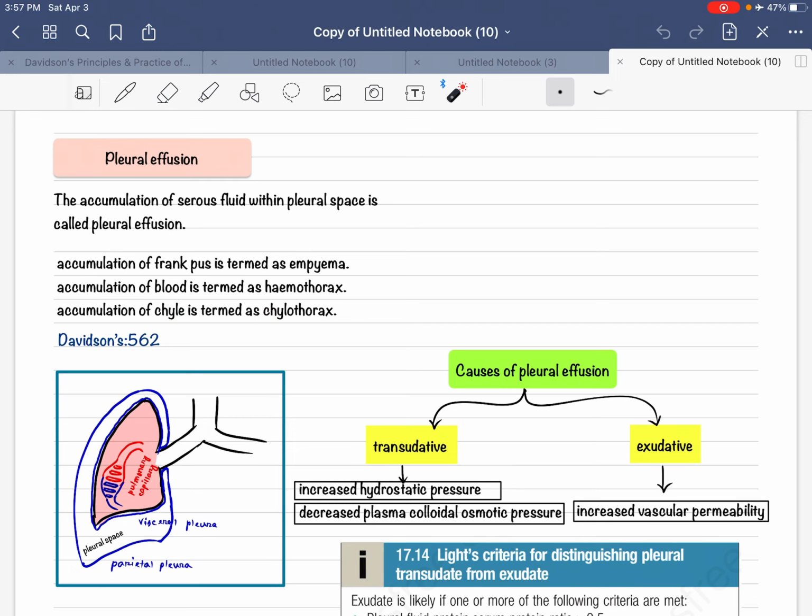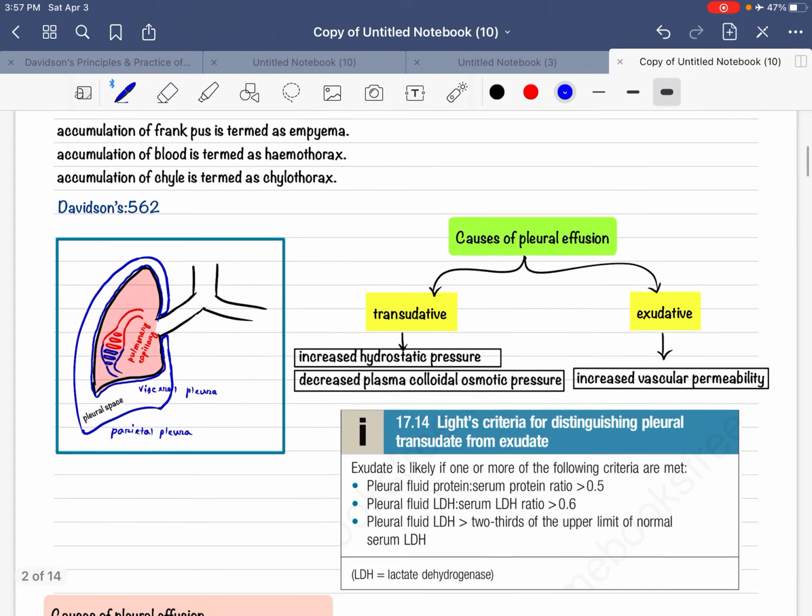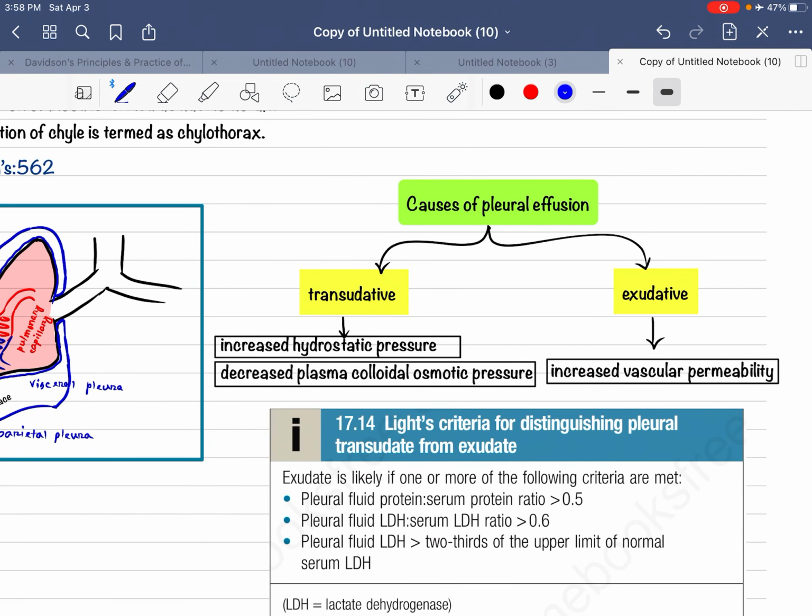Accumulation of chyle is called chylothorax. So our today's topic is pleural effusion. That means accumulation of serous fluid within pleural space is known as pleural effusion. So whenever you know some pathological terms, you have to think, why does it occur? That means the causes or etiology of those terms. That's why now we will know about causes of pleural effusion.